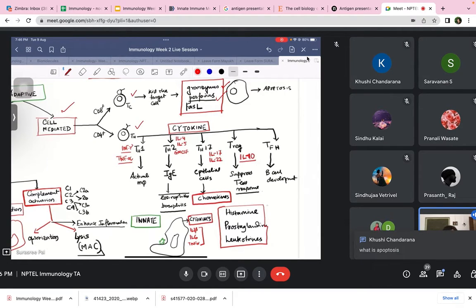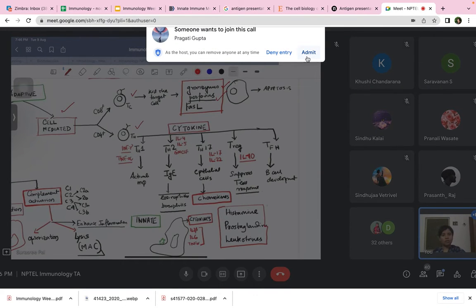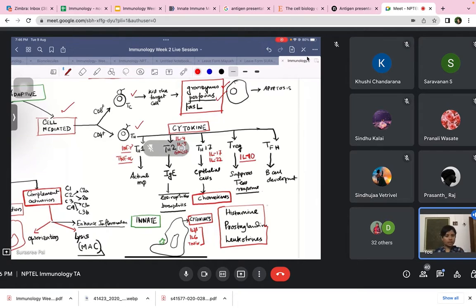by the process called apoptosis. These granzymes and perforins produce holes on the surface of the target cell, such that the contents of the target cell are released out and the target cell dies. So that is apoptosis. This is brought about by some Fas-Ligand interaction, which we will learn later in the course. And this is actually mediated by the cytotoxic T cells.